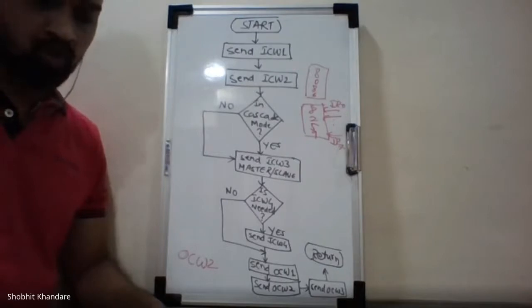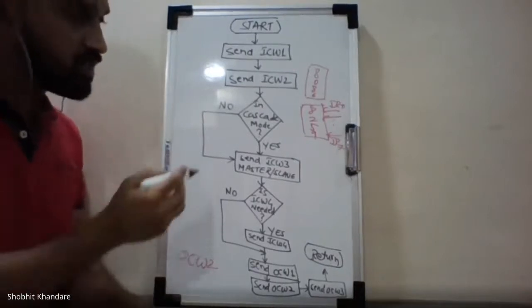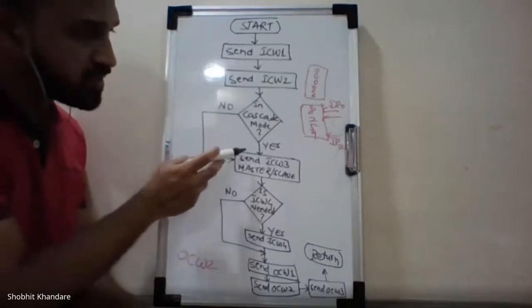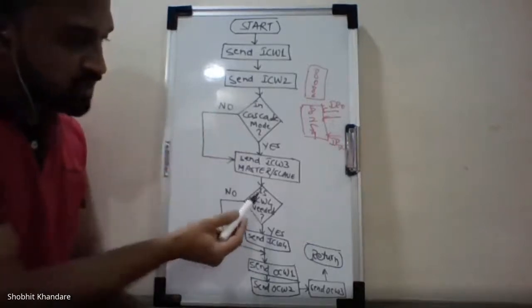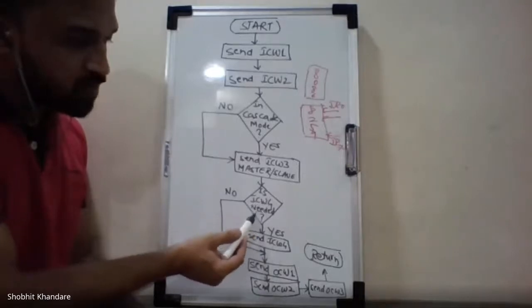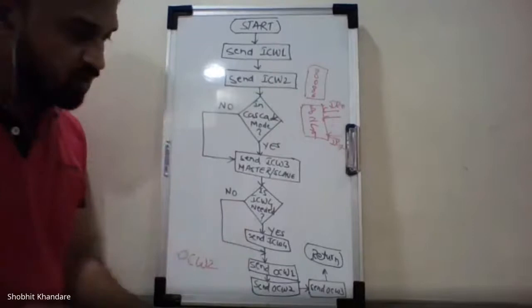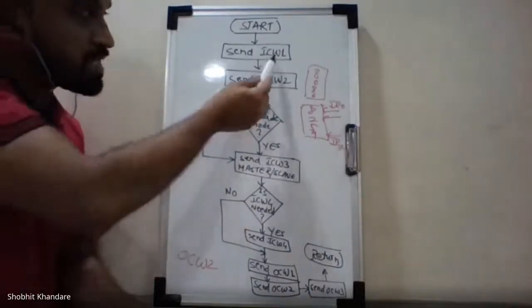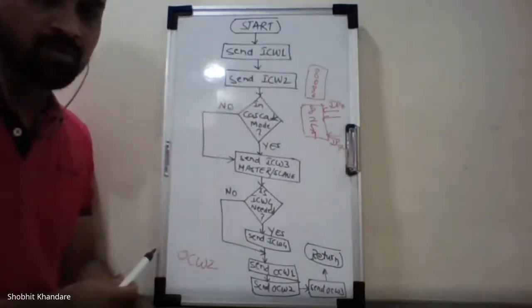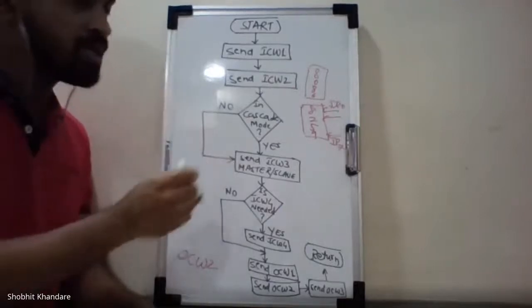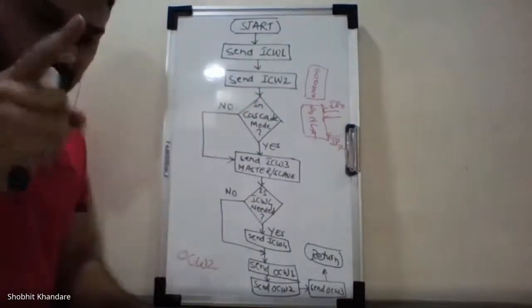So is ICW4 needed or not needed? If you see here, where it is, yes, here. Is ICW4 needed? Yes or no? So can I say ICW4 is needed or not needed? That depends upon ICW1. And to be more particular, in ICW1, bit number 0.